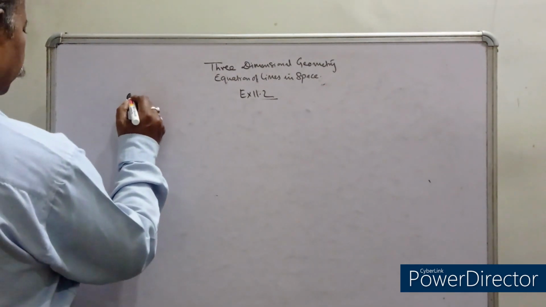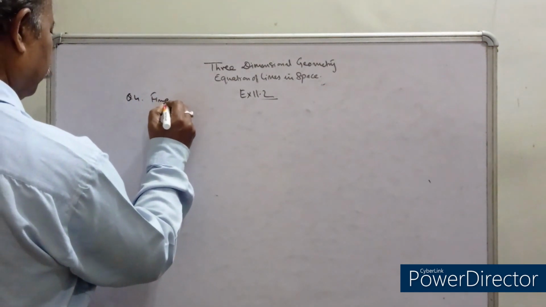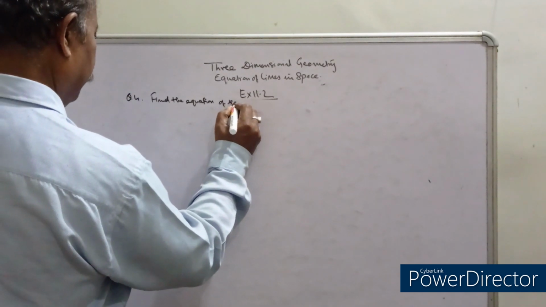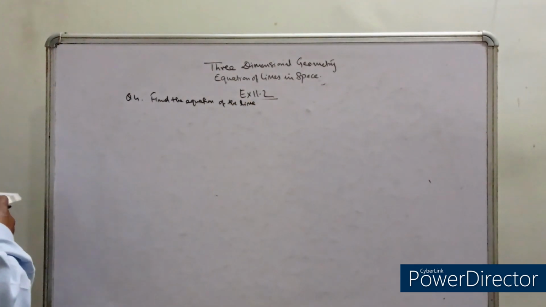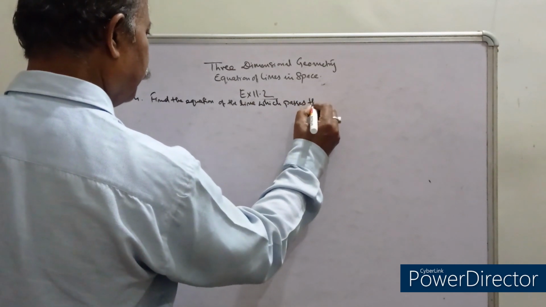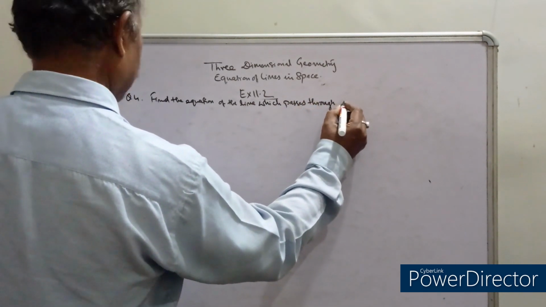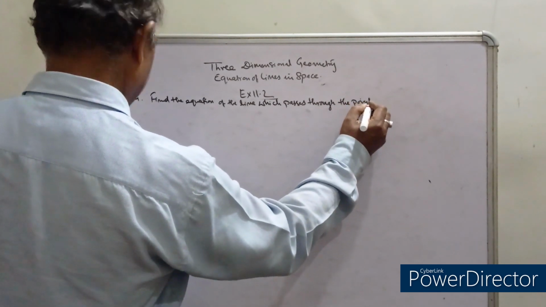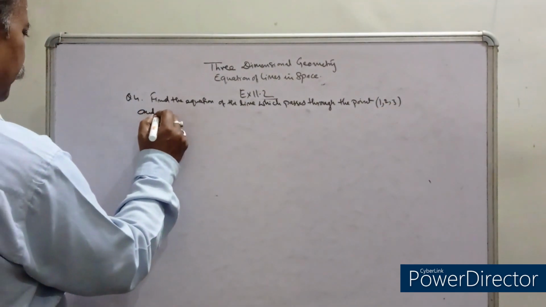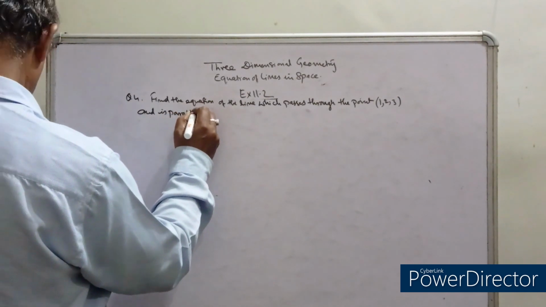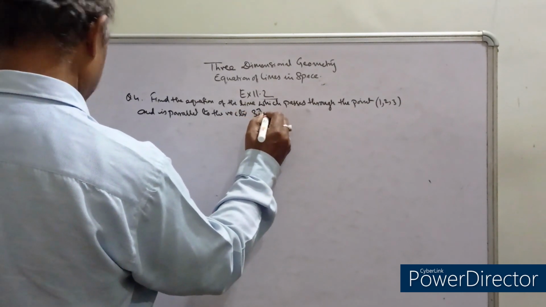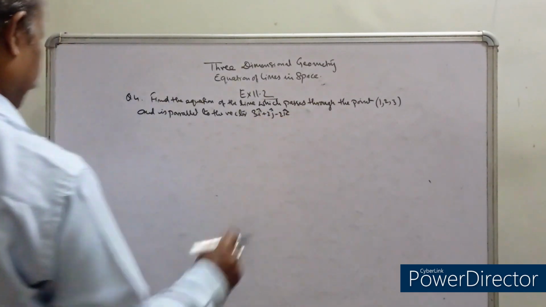Now question number 4, that is: find the equation of the line which passes through the point 1, 2, 3 and is parallel to the vector 3 i cap plus 2 j cap minus 2 k cap.